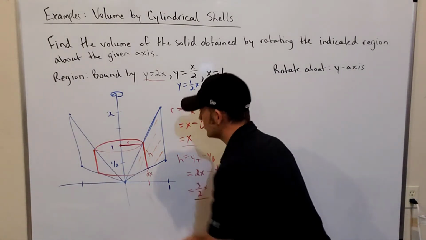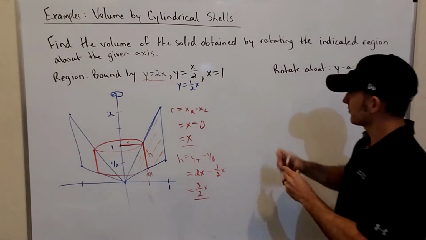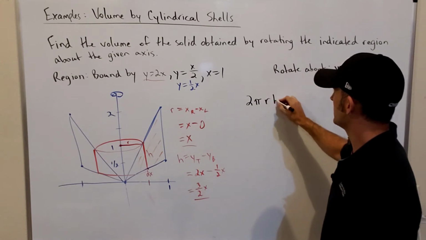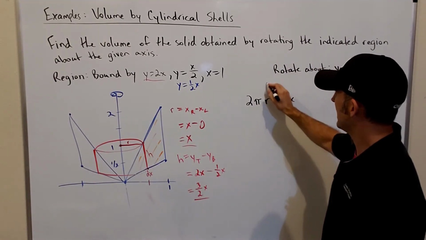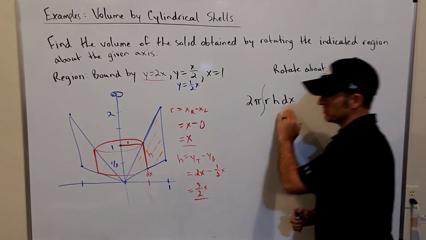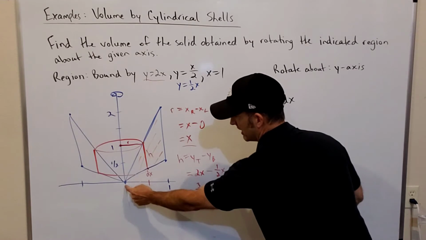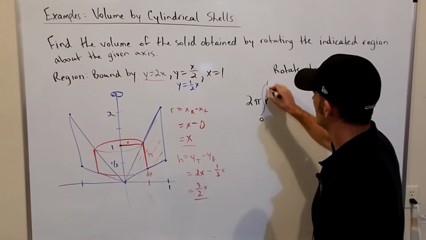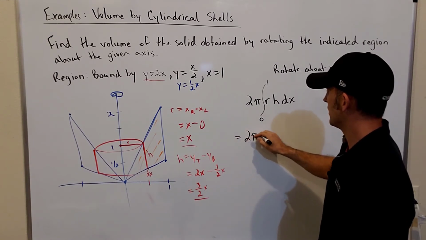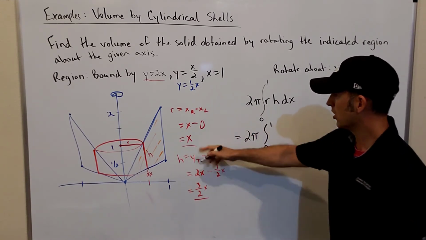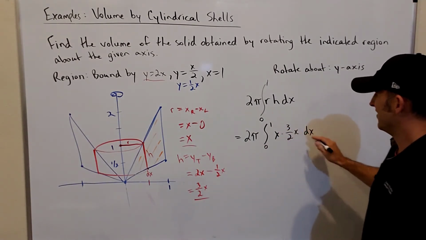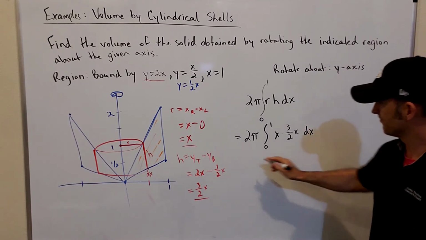Let's take a look at the integral to find the volume. So I get 2 pi times r times h times the wall thickness. I add all of those together. I need to find my limits of integration in terms of x, so that's going to go from 0 to 1. X goes from 0 to 1. And then all I need to do now is set up my r and my h, replace those with x expressions. So r is x and h is 3/2 x. And there's the integral. So let's work through that.